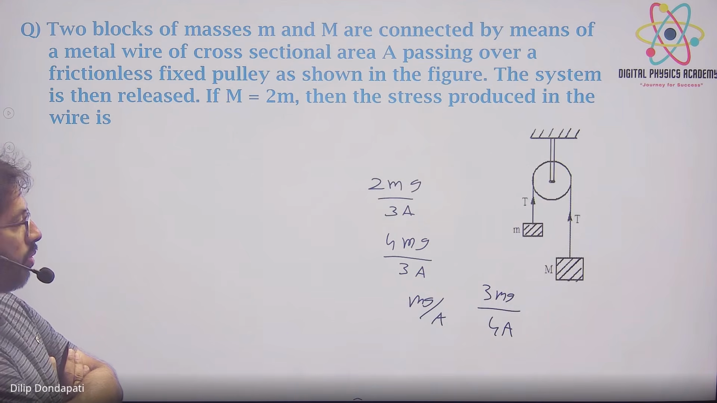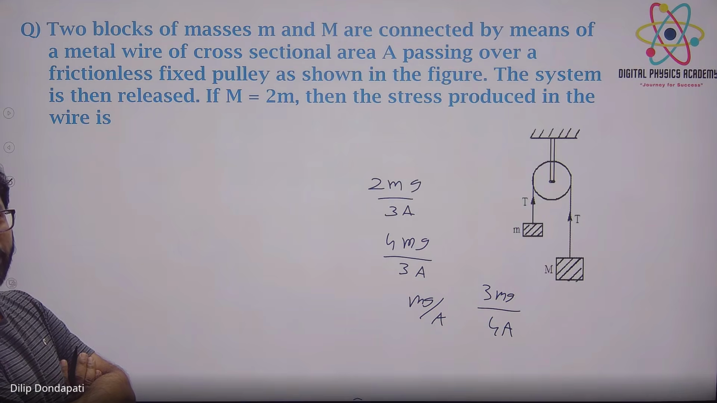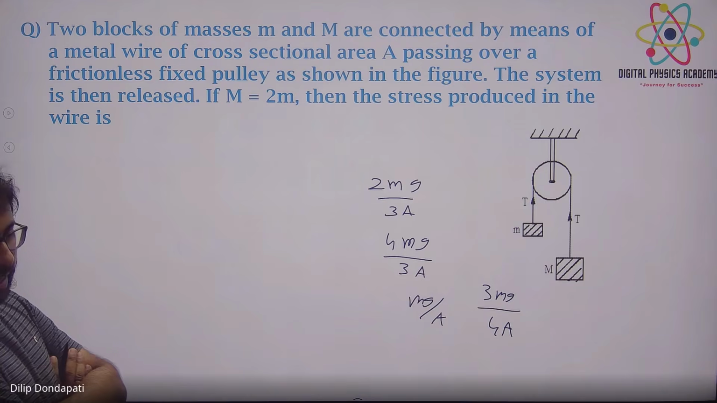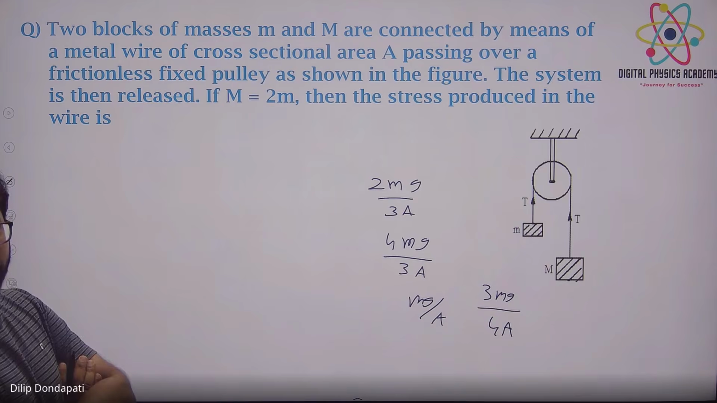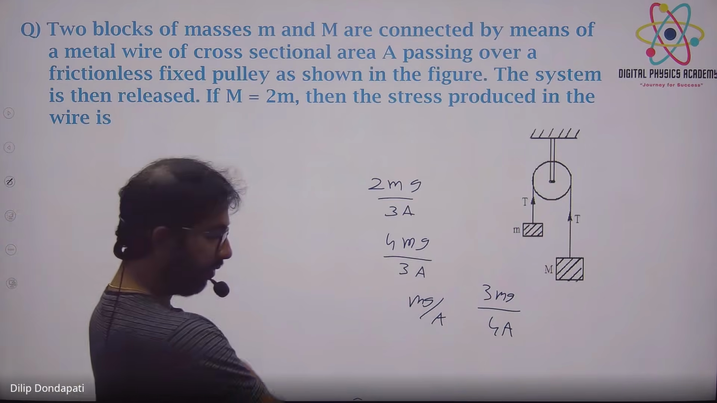So this is force upon area. So the thing is, I forgot the formula. I told you recently, it's not m2 minus m1 by m2 plus m1 into acceleration. It's 2 m1 m2 by m1 plus m2 into g. Okay. So that's 4m square by 3m, so 4mg by 3a. Option B.